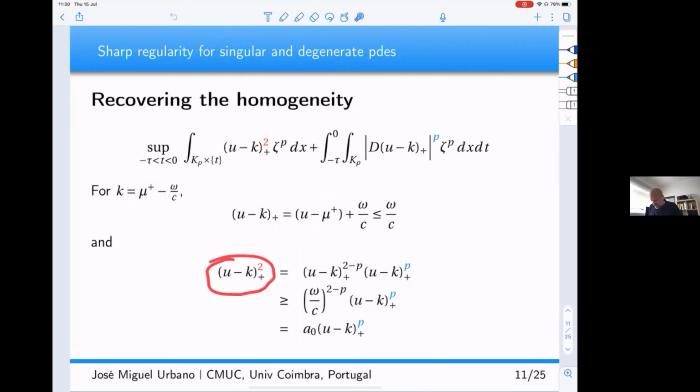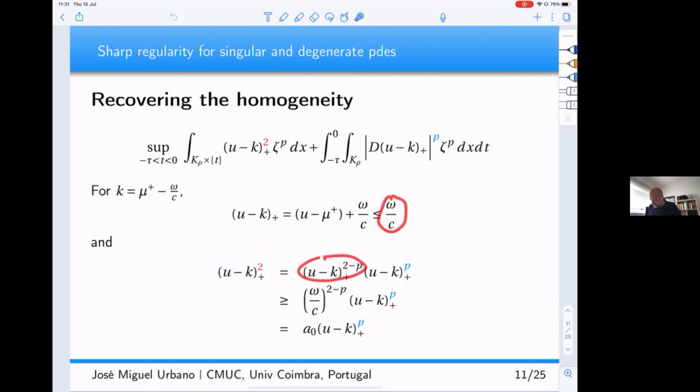So when I have the square, I can write it as power p multiplied by power 2 minus p, right? Of course, these two exponents add to 2. So this is exactly the same thing. This guy I keep here. And this one, you see, since (u − k)_+ is less or equal than omega divided by c, and this guy is negative, this is going to be greater or equal than omega divided by c to the same power. And this is precisely my a0, okay? Omega divided by c to the power 2 minus p. So I can replace the square by the power p if I multiply by this constant a0.